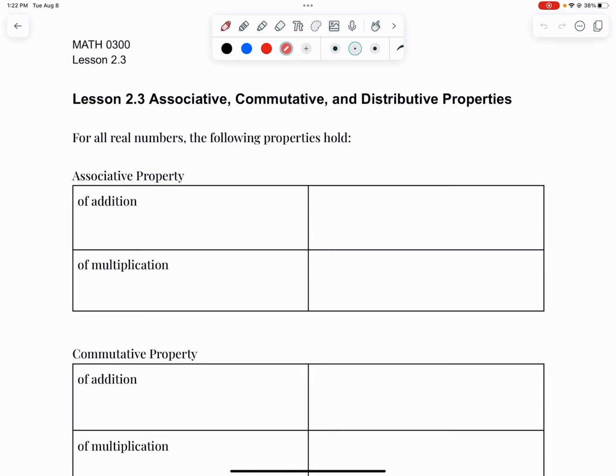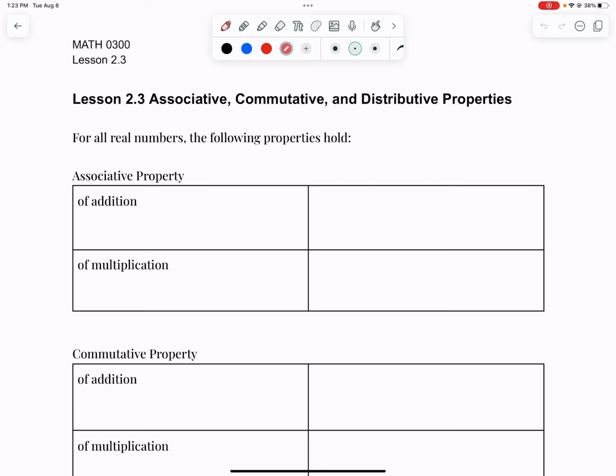Welcome back, math fans. Today we are going to take a look at some of the properties or the rules that make the real numbers behave the way they do. It governs the behavior or the operations, if you will, of the way we work with real numbers.